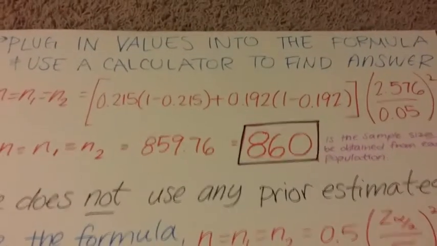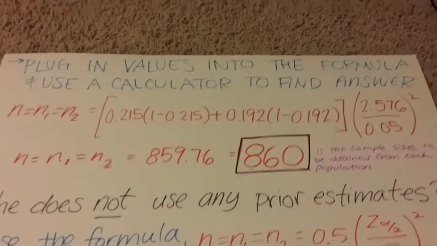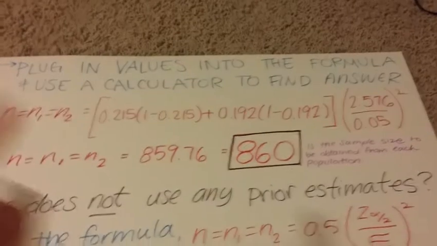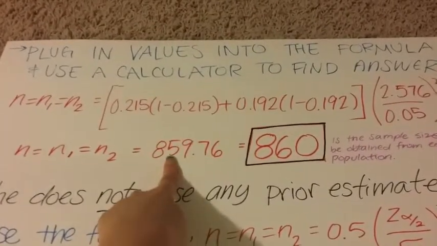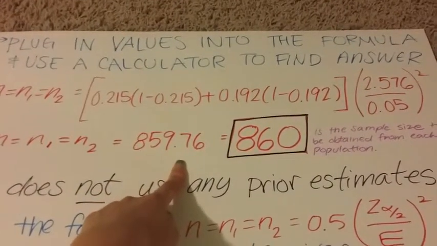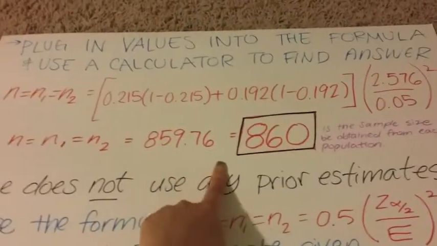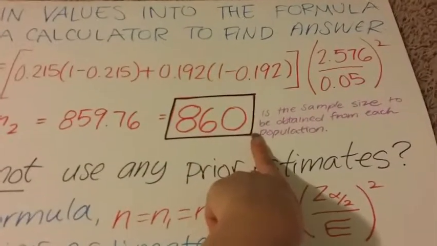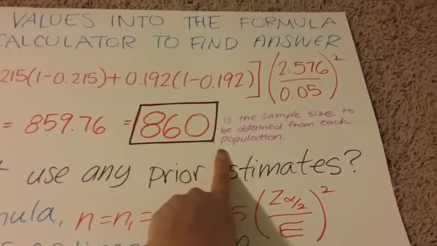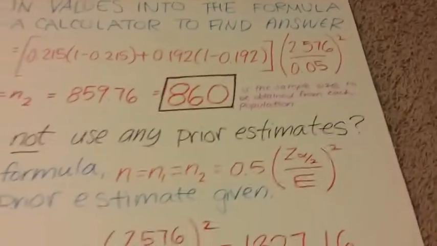So once we have all our values, we plug it in, and this is what it should look like. I've got 859.76, but remember, when we're dealing with sample size problems, we always round up. And so 860 is the sample size to be obtained from each population.